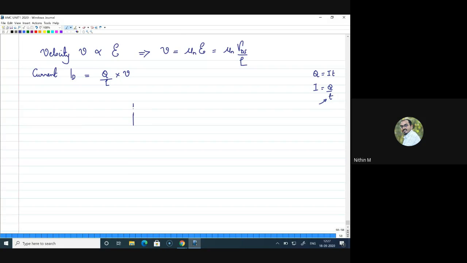Velocity is distance by time. I have used the same relation here. So your current ID is equal to Q by L into V. Or further, I can write this as Q is WL into Cox into VGS minus VT. What is V? V is mu n into VDS divided by L. Or if I write this in a better form, it is mu n Cox W by L, VGS minus VT into VDS. All right. I hope this is clear.